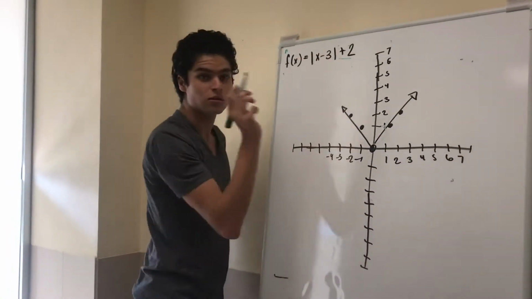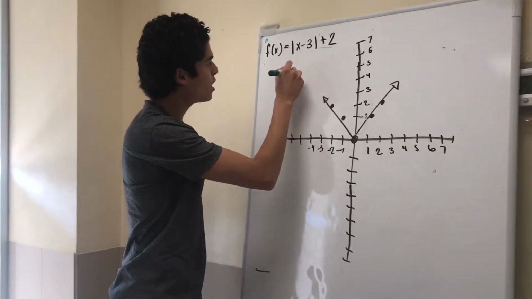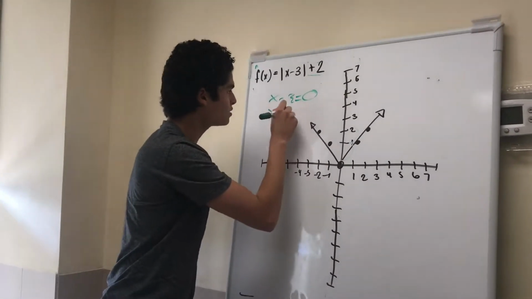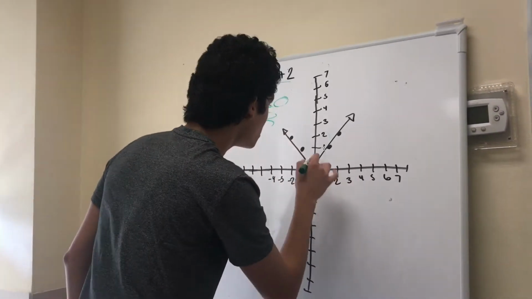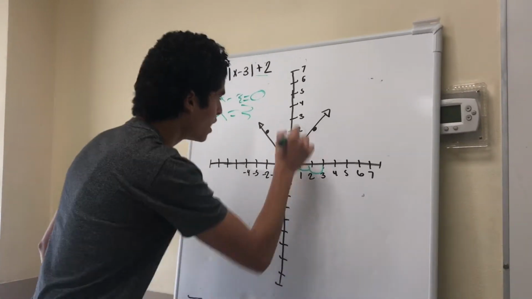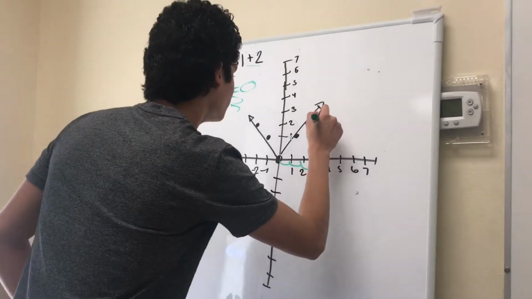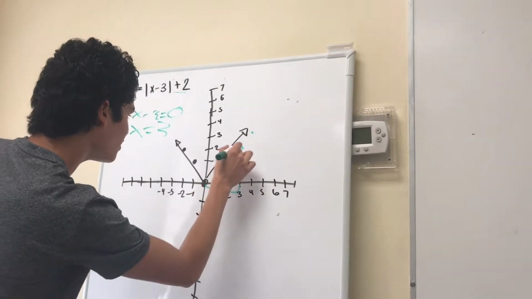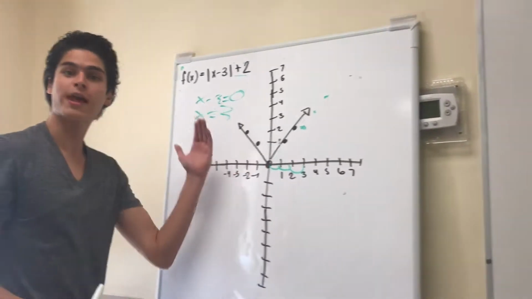And then this, what's next? Now that we moved these 2 points up, we're going to do x equals 0. So x minus 3 equals 0, so x equals 3. What does this mean? That we're going to move the graph 3 points to the right because it became positive. So 1, 2, 3, and up. So right here we're going to put our center point. So if you move right here and right here and right here, and now we reflect.